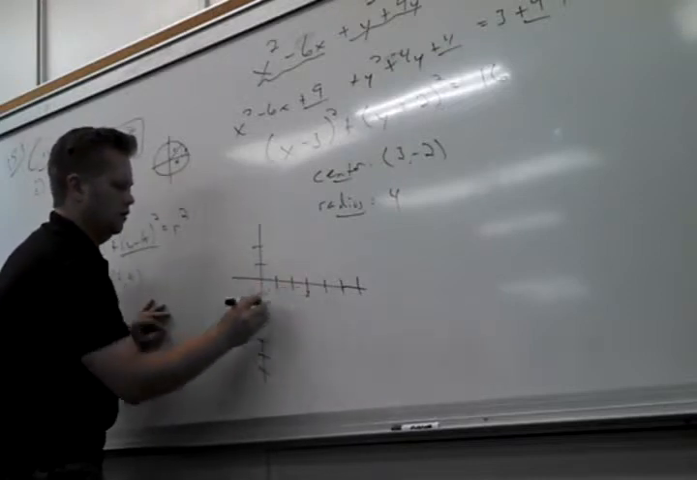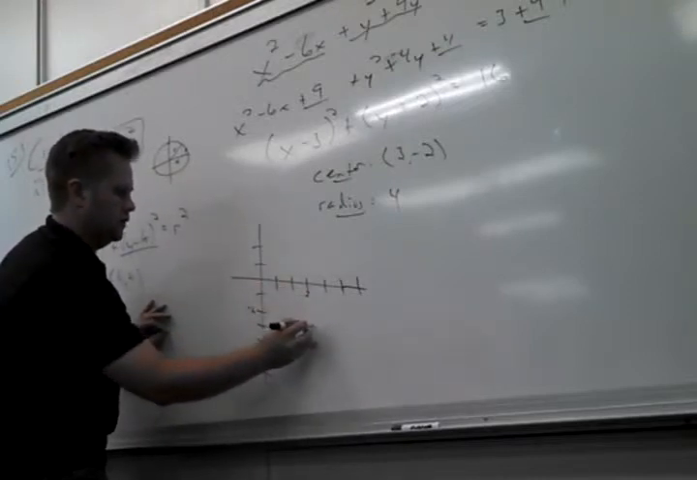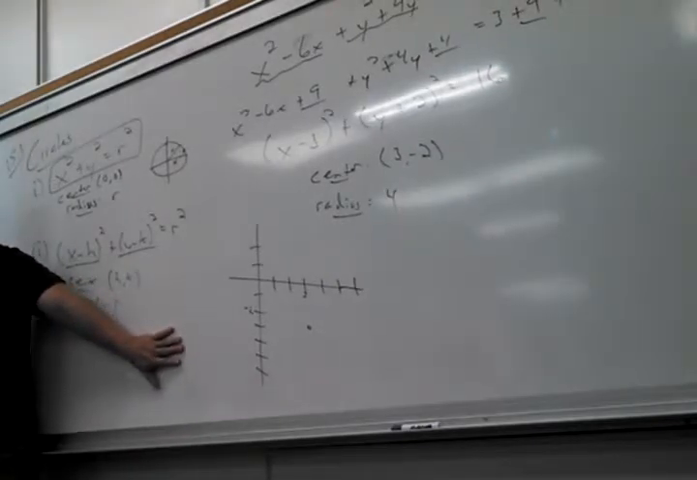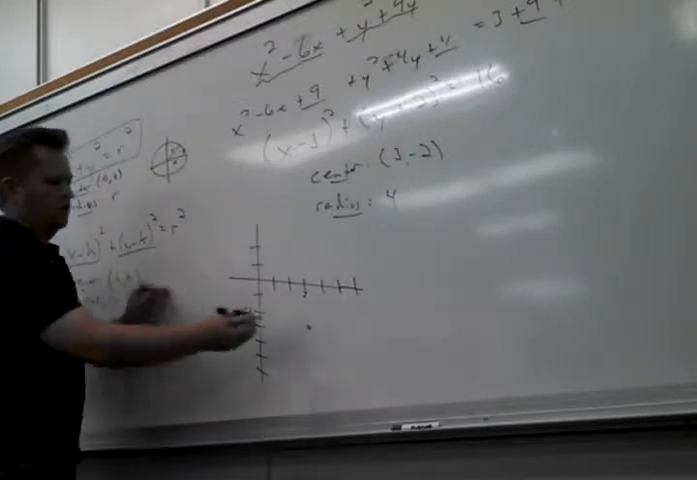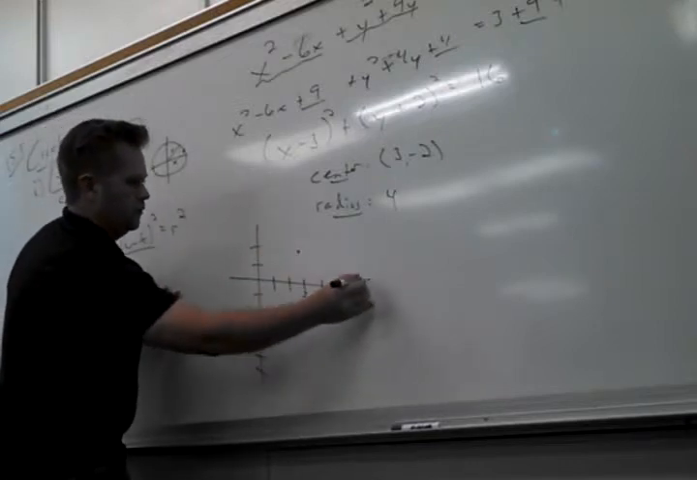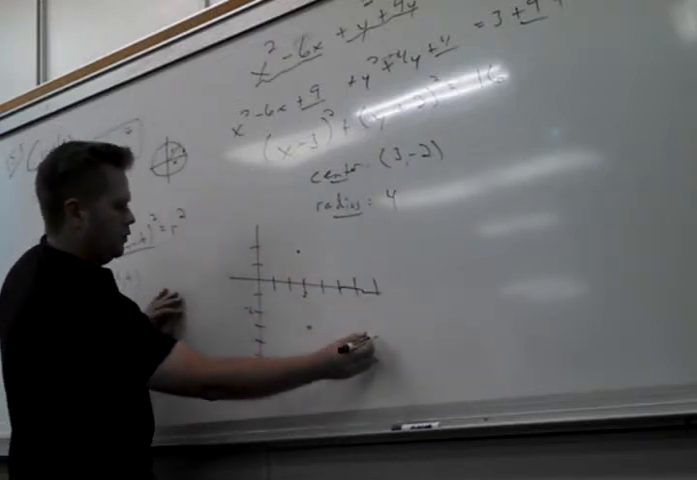So 3, negative 2. There's the center. You put a little open circle there because it's not really part of the graph, right? And then how far out do you want to go from that center? 4 away. So if I go 4 up, 1, 2, 3, 4 up, 1, 2, 3, 4 over.